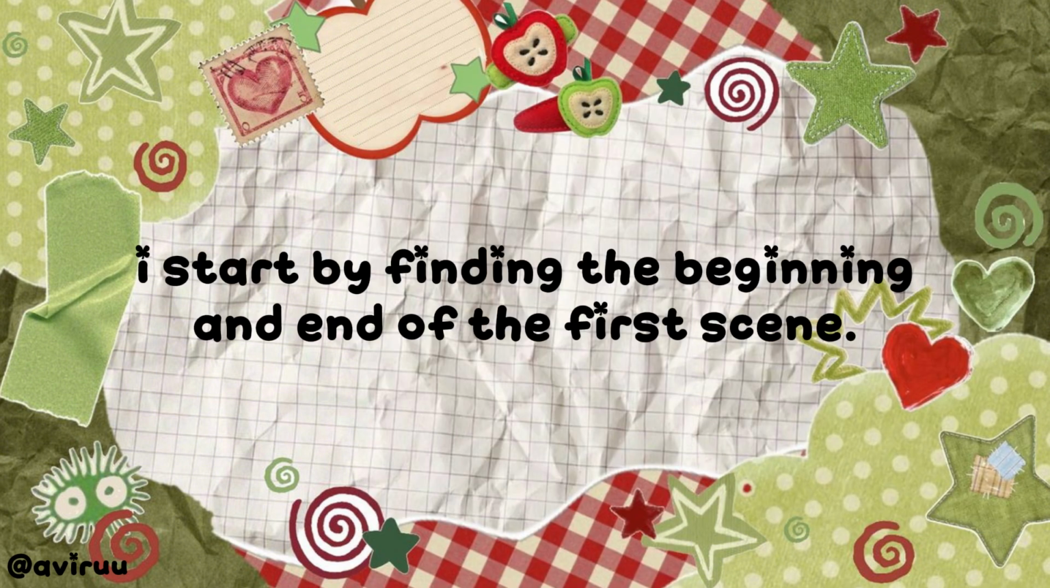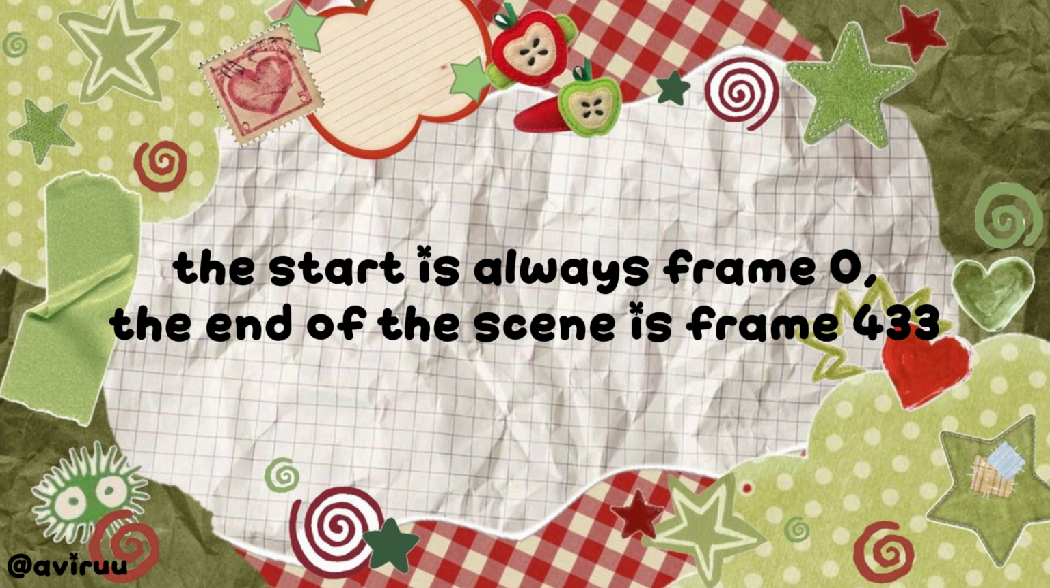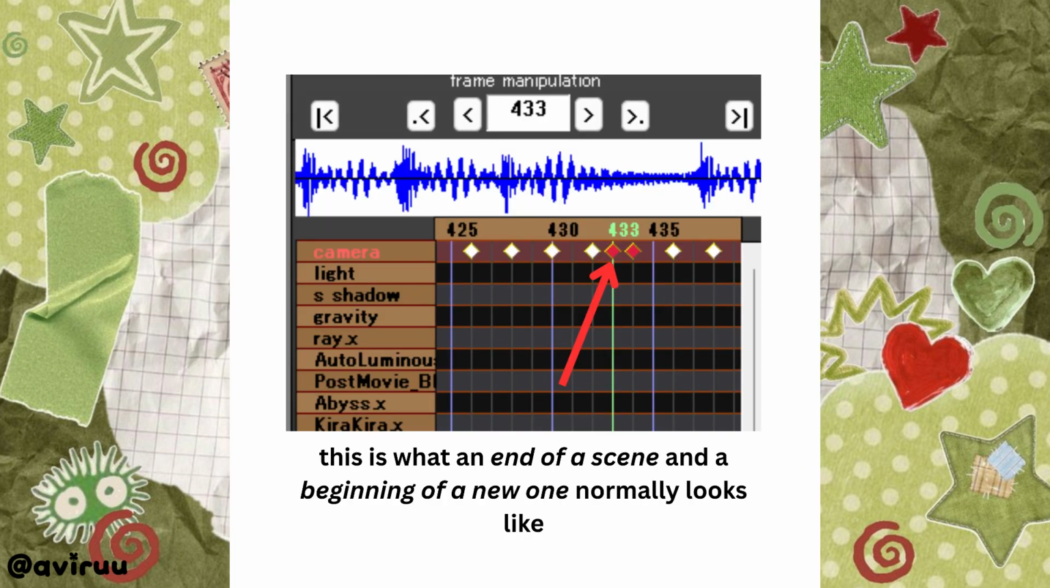I start by finding the beginning and end of the first scene, which is in this case Xavier. The start scene is always frame 0, and the end of the scene is frame 433 from what I found. For the end of the scene, I normally look for 2 diamonds that are close together, so now I know that 433 is the end of Xavier's scene.